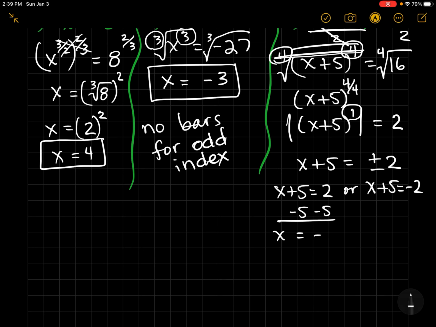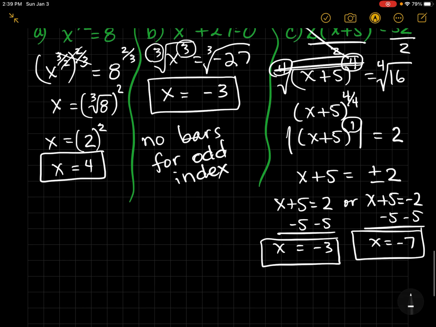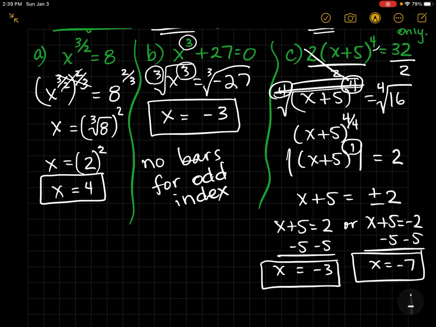So I get x equals -3 or x equals -7. So I have 2 real solutions. Notice the original equation was 4th power, which lets me know there's 2 real solutions and 2 imaginary solutions. We didn't find the imaginary solutions right now.